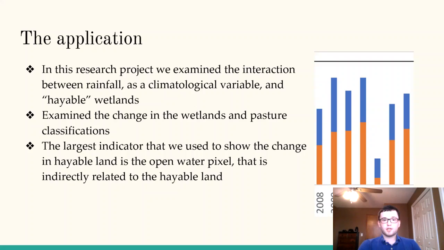We examined the change in the wetlands and the pasture classifications, as this is a very good indicator to show the change in hayable land. And we really also examined the open water pixel that is indirectly related to the hayable land.